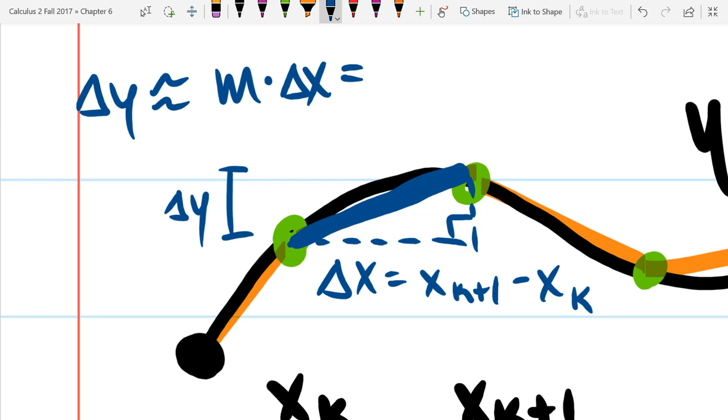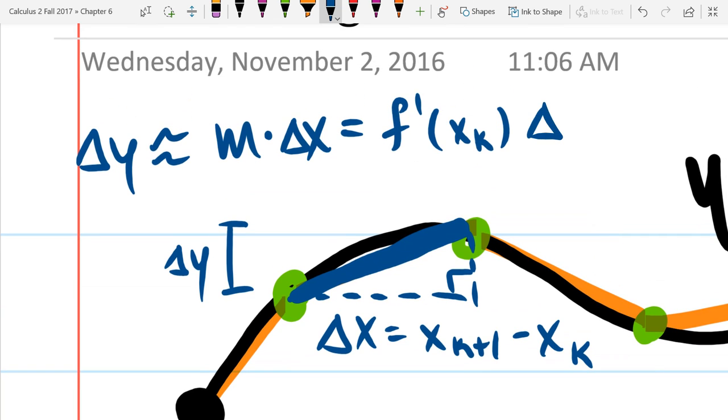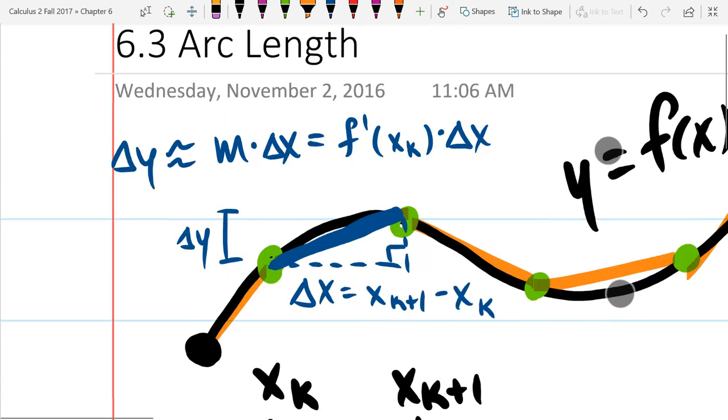And of course, slope is f prime. We'll use the xk for this. Technically, you could use any x value from xk to xk plus 1. We'll just choose the first of those values, times delta x. So that's what we're going to use for delta y.